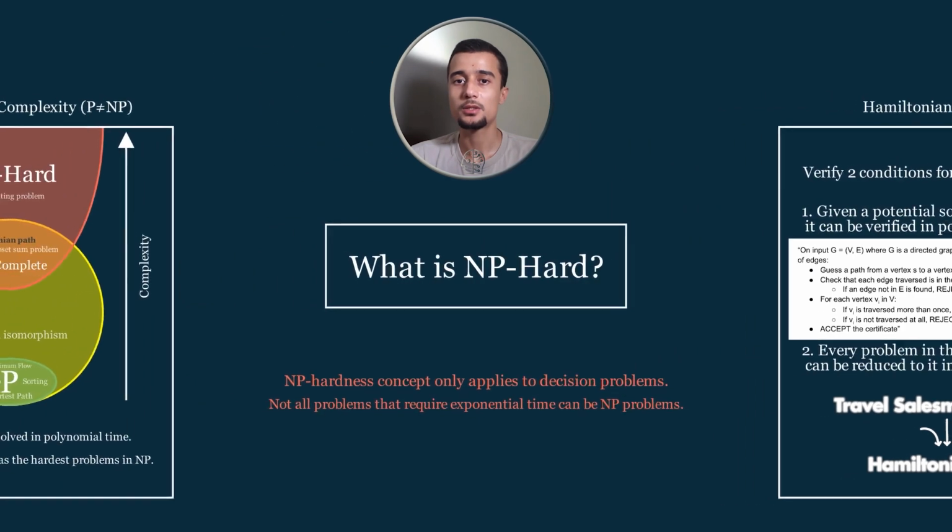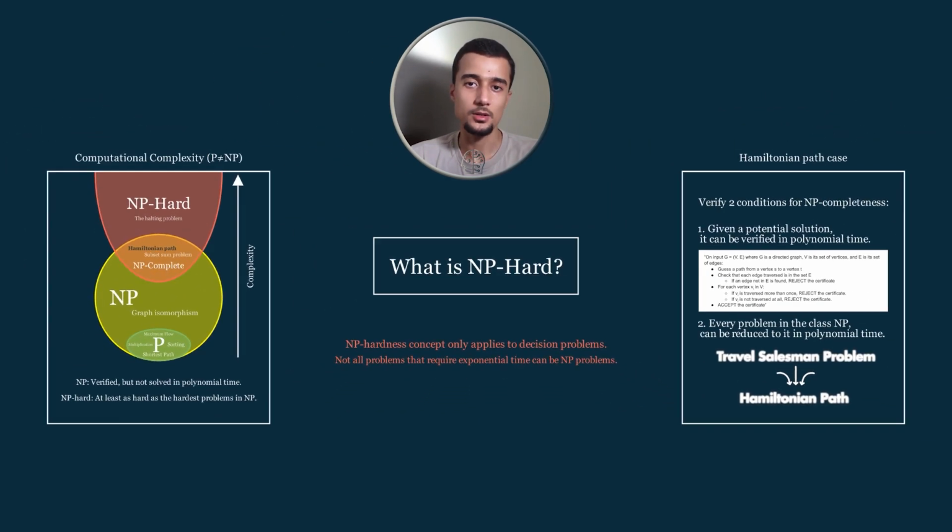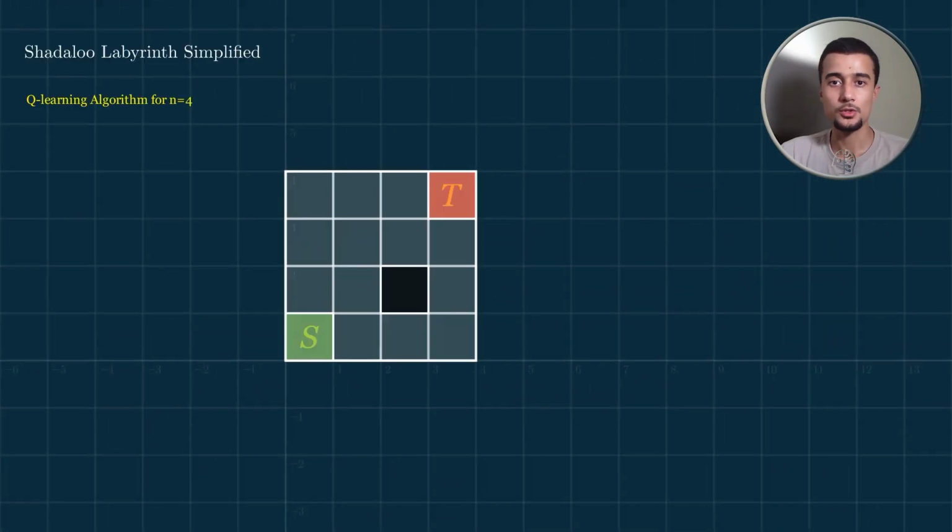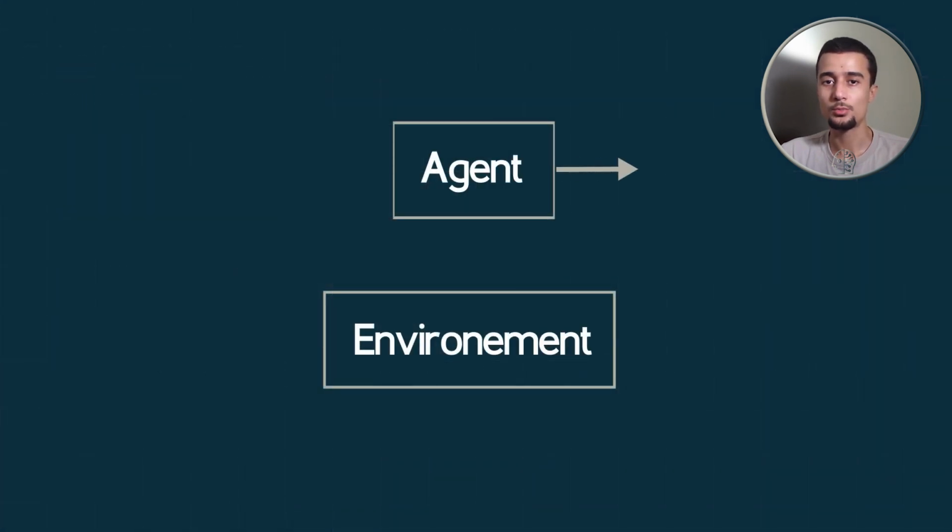So now that you have a better idea on the NP-hardness and the complexity of the Hamiltonian path problem, let's go back to the application that we're working on. As I said in the beginning, we're trying to solve this puzzle using reinforcement learning. Before I show you the approach that I've chosen to achieve that, let's first talk a little bit more about reinforcement learning. So here we have the training loop.